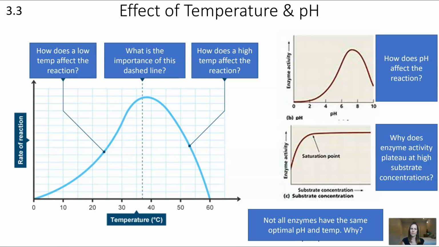Looking at the large graph in the middle of temperature, how does a low temperature affect the reaction? How does a high temperature affect the reaction? And then looking at the middle, what is the importance of that dashed line? And pay attention to that temperature axis when you're answering that one. Over on the right, you'll see pH affecting enzyme activity. And think about how it is that pH might have a role. Why would pH affect enzyme activity? Then why does enzyme activity plateau at high substrate concentrations? We can see that in the graph on the lower right. And finally, not all enzymes have the same optimal pH and temperature. And why is that?